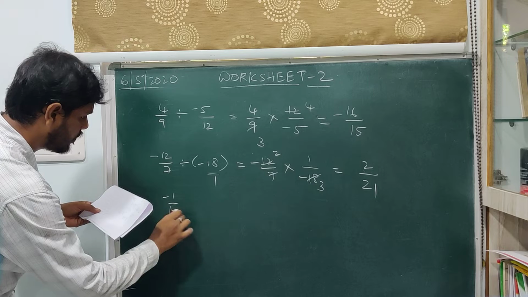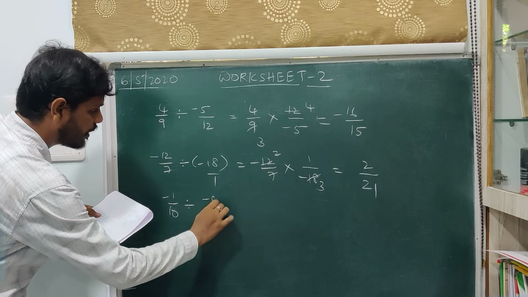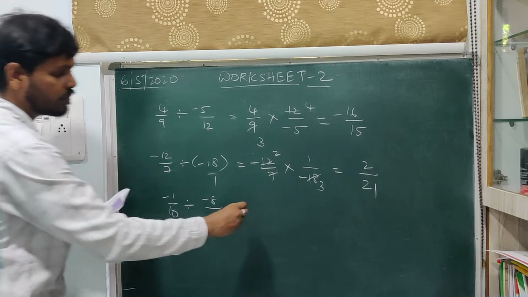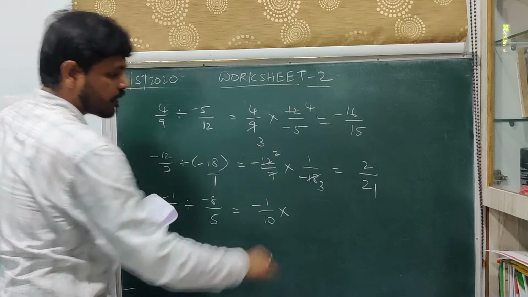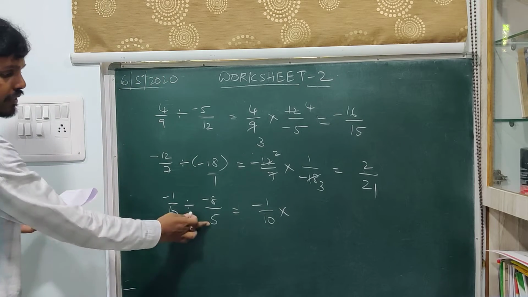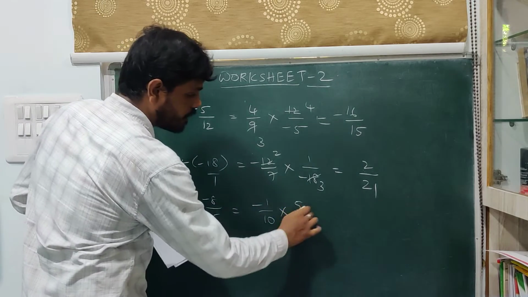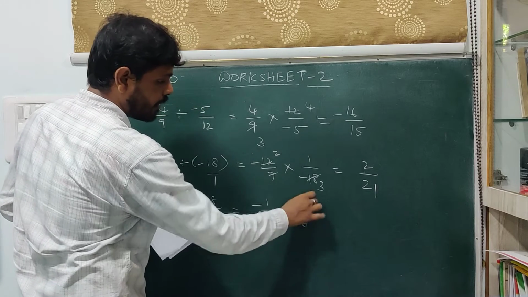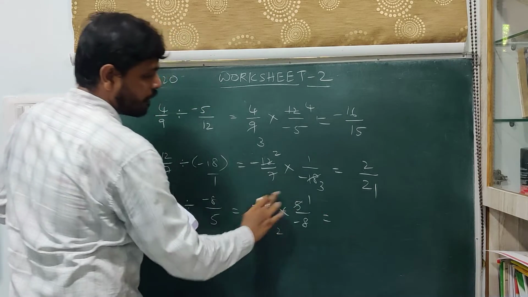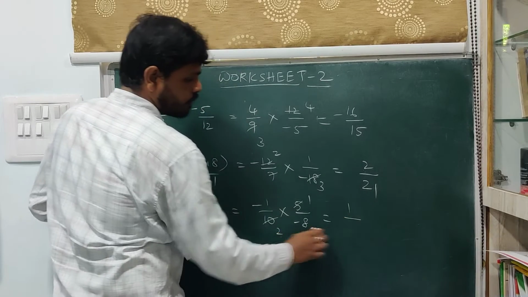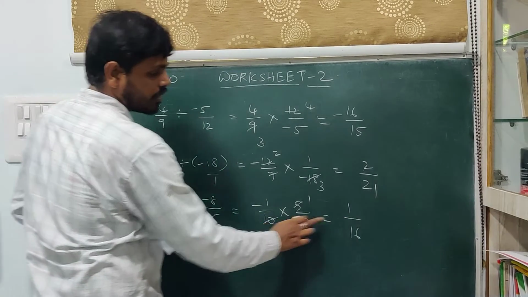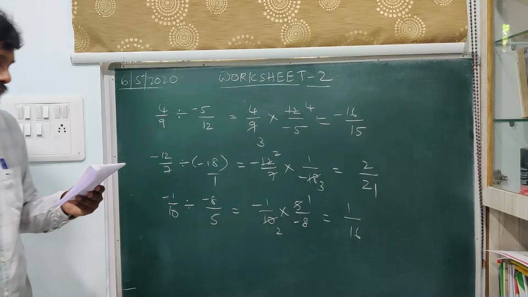Next. Minus 1 by 10 divided by minus 8 by 5. Now this is similar again. Minus 1 by 10, convert the division into multiplication and take the reciprocal of this: 5 by minus 8. So 5 1s are 5, 5 2s are 10. 1 into 1 is 1. 8 2s are 16. Numbers of the same sign, you will get a positive sign. So which is 1 by 16.